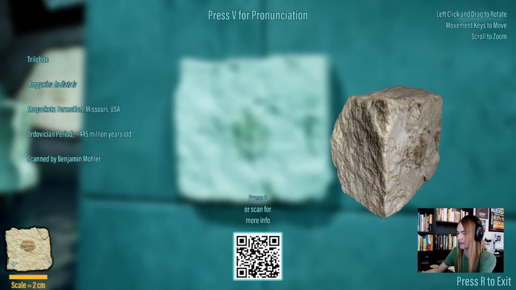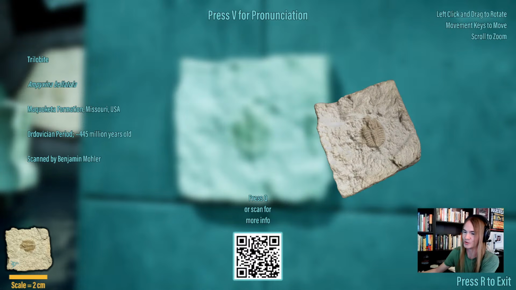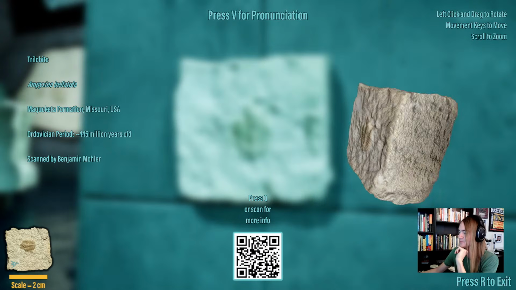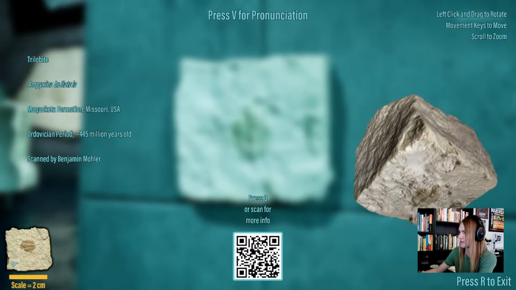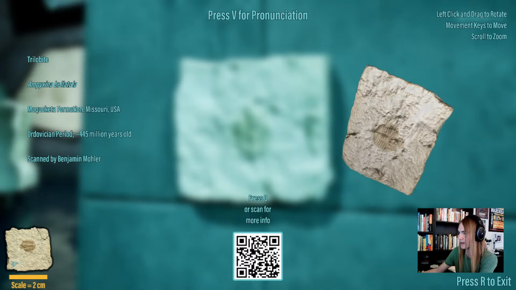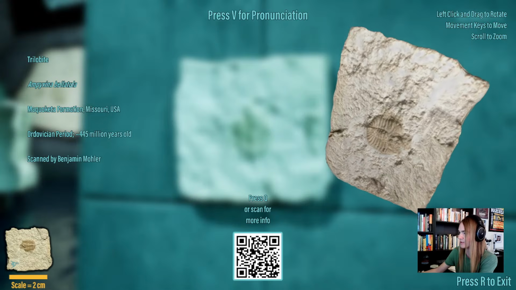These are very small fossils. As per usual, you can see in the bottom left corner the scale of what you're looking at. You can rotate this object around and around if you want to see. The actual trilobite obviously is right here, and you can zoom in real close to get a look.